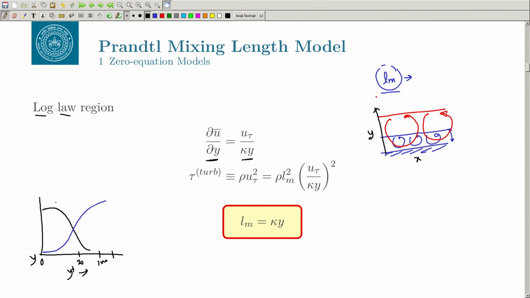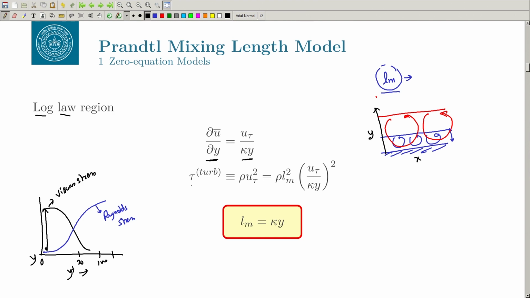Initially you can see that this is my viscous stress and this is my Reynolds stress. If you sum that up everywhere, it remains constant. So basically the viscous stress is going down and the Reynolds stress is going up as you go away from the wall.